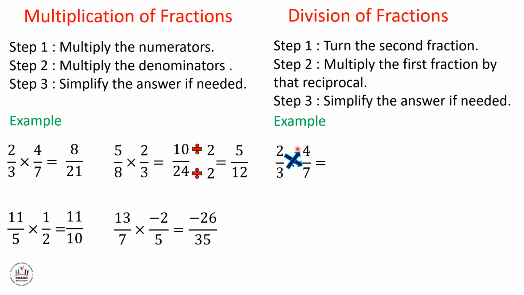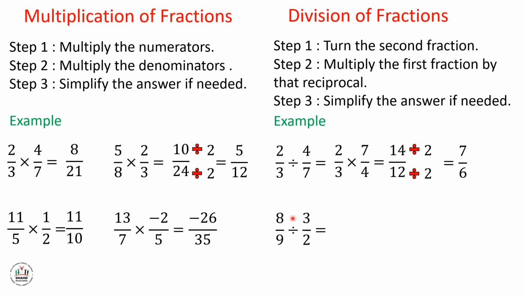Or we can do cross multiplication directly. 2 times 7 over 4 times 3. The result will be equal to 14 over 12. Of course, we can do simplification for this result. Or we can reciprocate or turn the second fraction. 2 over 3 times 7 over 4, which is equal to 14 over 12. Of course, we need to simplify this fraction to 7 over 6.